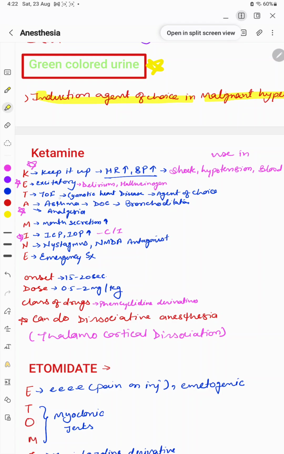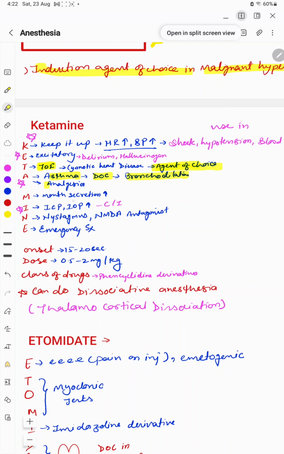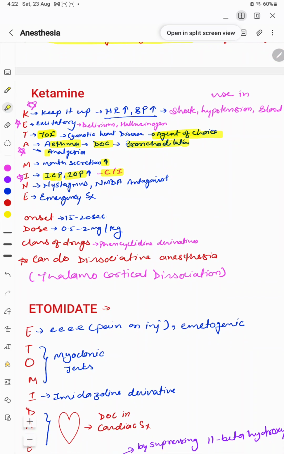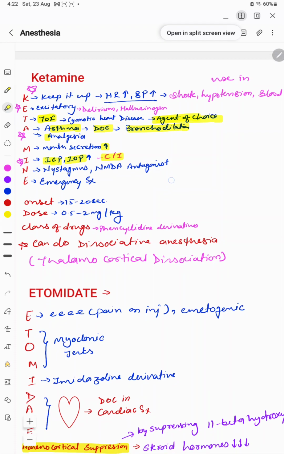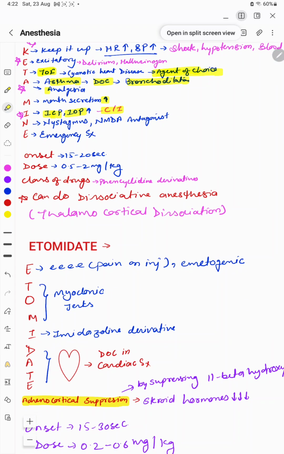TOF, tetralogy of Fallot, cyanotic heart disease: ketamine is the agent of choice. Asthma and analgesic: it is the drug of choice for bronchodilation. It also increases mouth secretion, intracranial pressure and intraocular pressure, so it is contraindicated in neurosurgery. And nystagmus: when you give ketamine you can see nystagmus. It is an NMDA antagonist, used in emergency surgery, and the onset of action is 15 to 20 seconds.